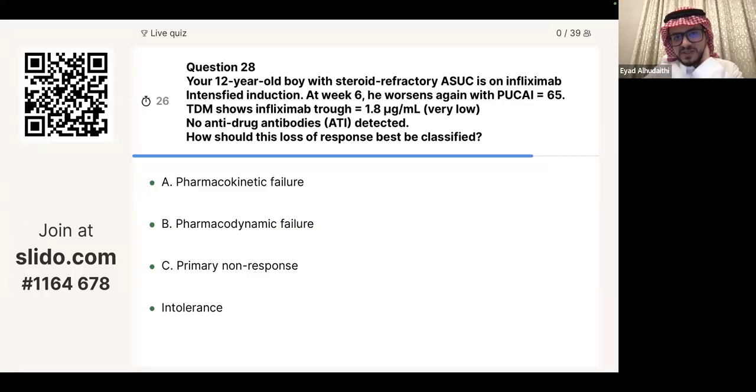So your 12-year-old boy with steroid refractory acute severe ulcerative colitis on infliximab and steroid induction at week 6 worsened again with PUCAI 65. TDM shows infliximab trough very low, but no anti-drug antibodies. How should this loss of response best be classified? PK failure, PD failure, primary non-response, intolerance.